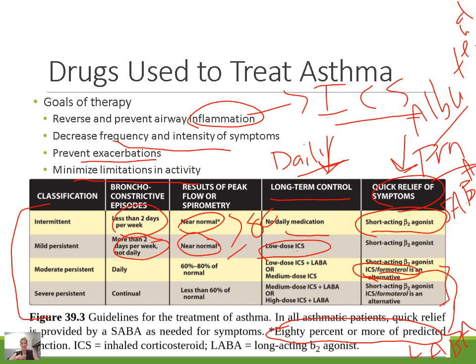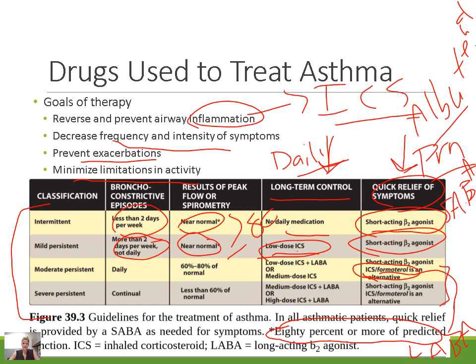If the patient's having these bronchoconstrictive episodes more than twice a week, that signifies that there's a lot of underlying inflammation and their airways are really hyper-responsive. So we need to decrease that inflammation, hence an inhaled corticosteroid. And then again, of course, the SABA for short-acting acute relief.